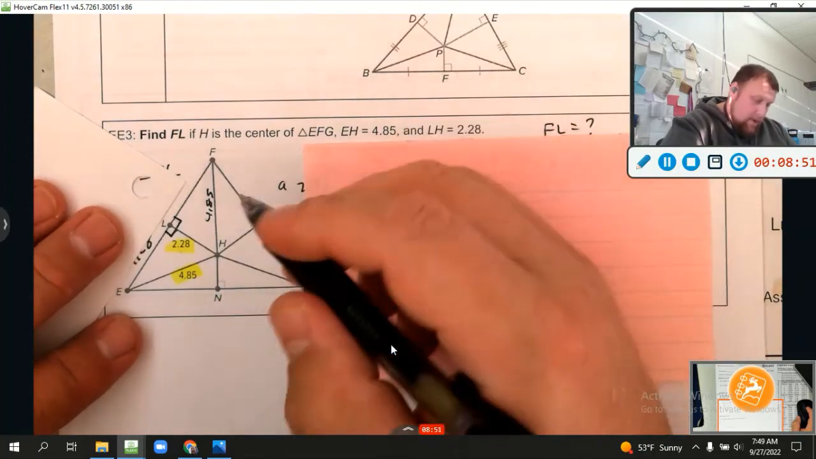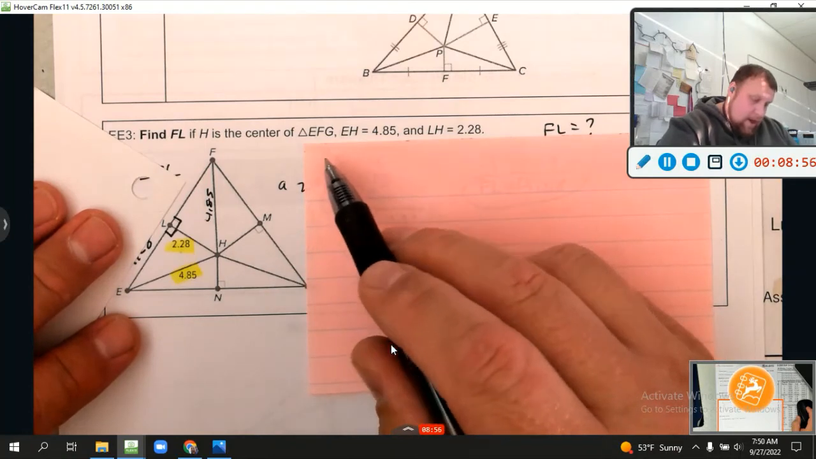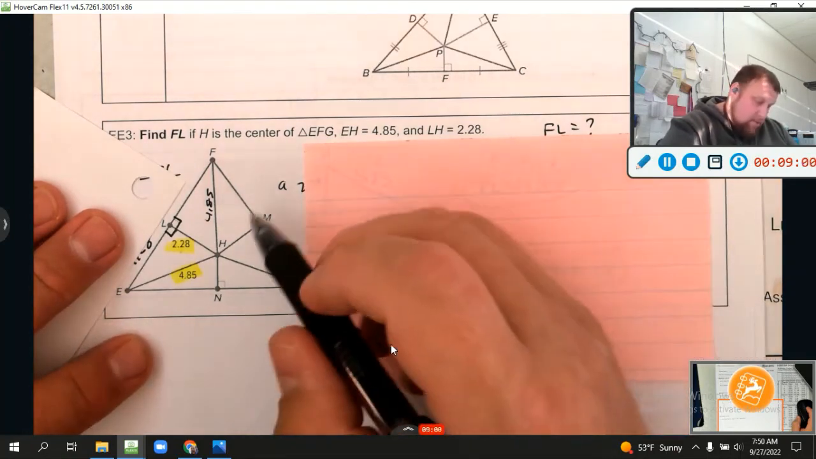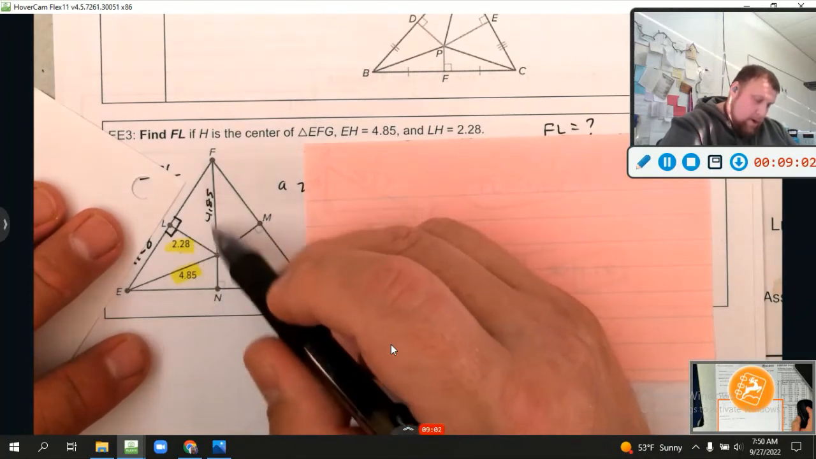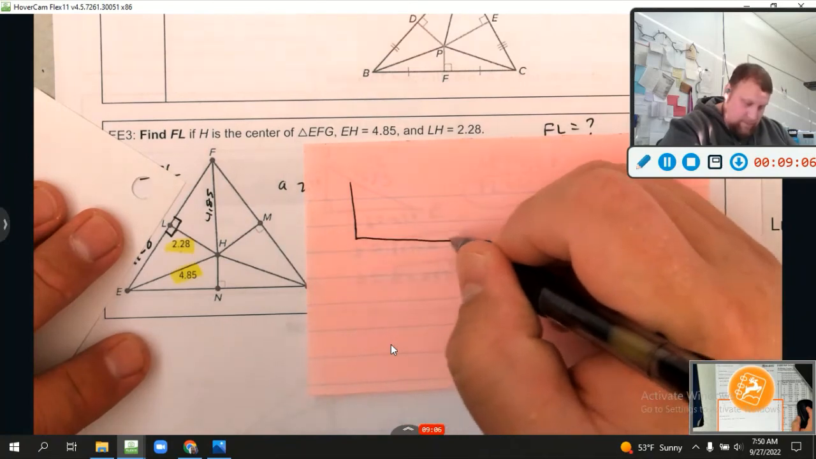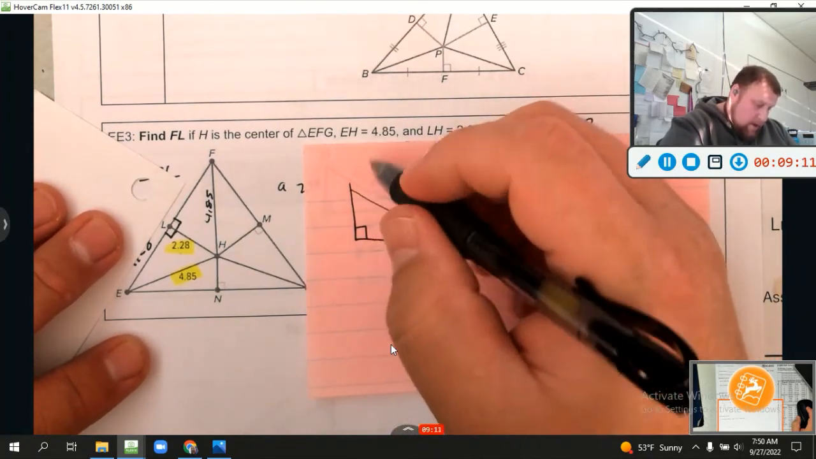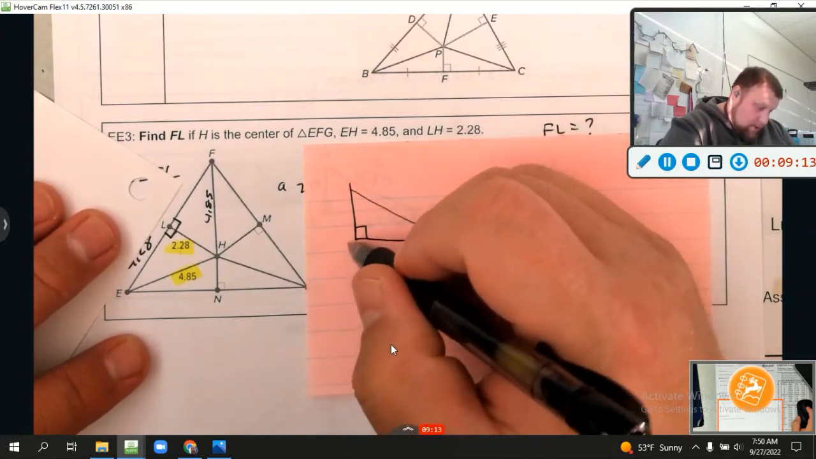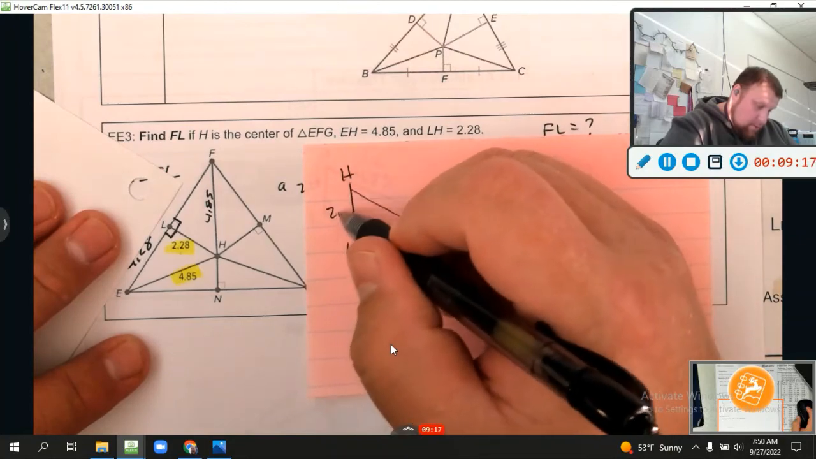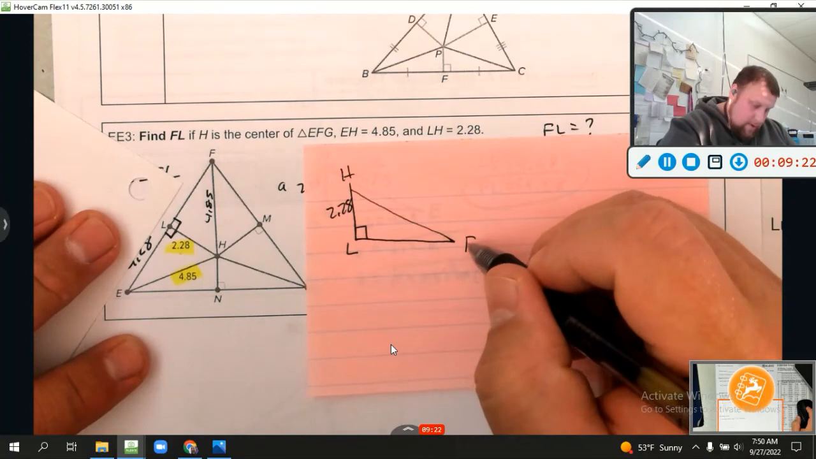It says I need to find FL if H is the center of triangle EFG. EH is 4.85 and LH is 2.28. Well, I wanted to mark that down because if I were to draw this triangle, not very well, but I'm going to draw it nonetheless. Let's see, the 90 degrees would be at L. We know that LH is 2.28, right? LH is 2.28, and I know that HF is 4.85.